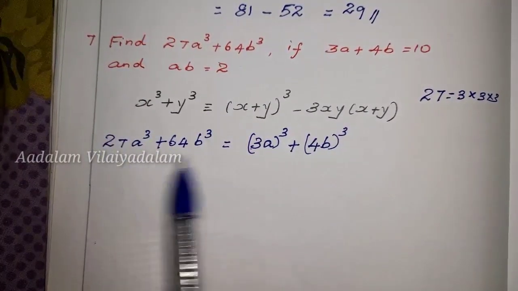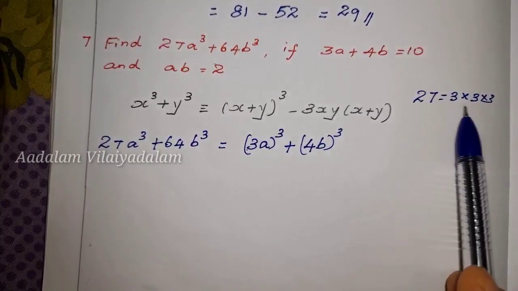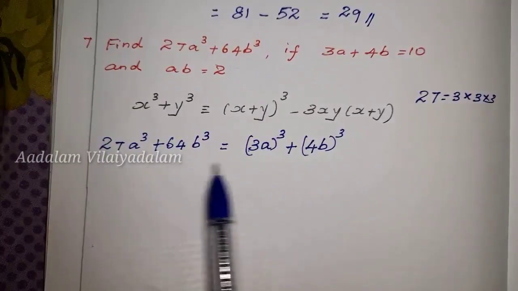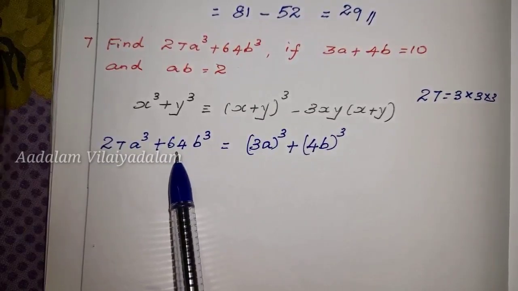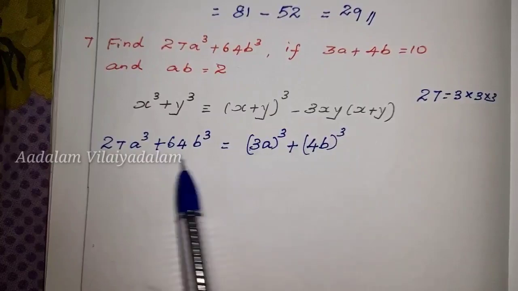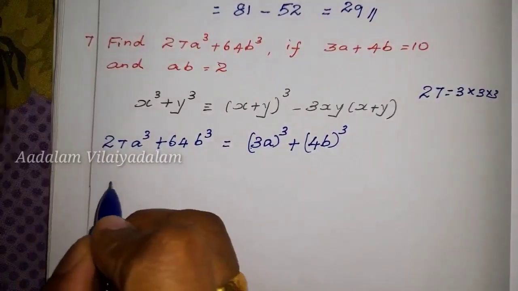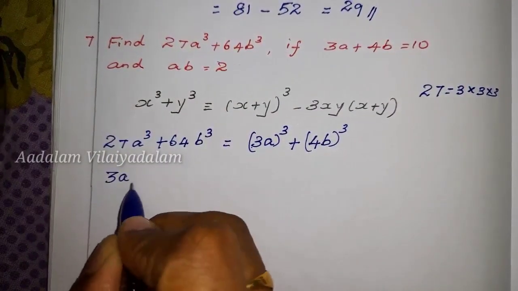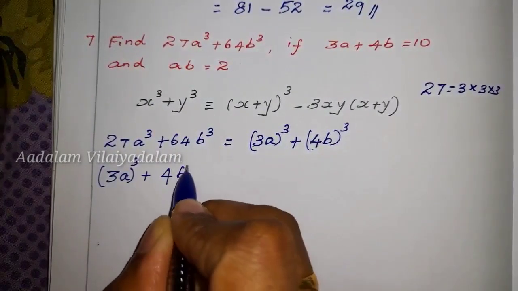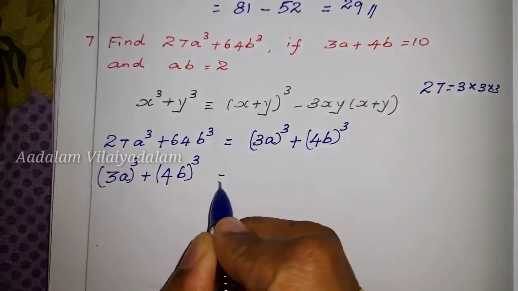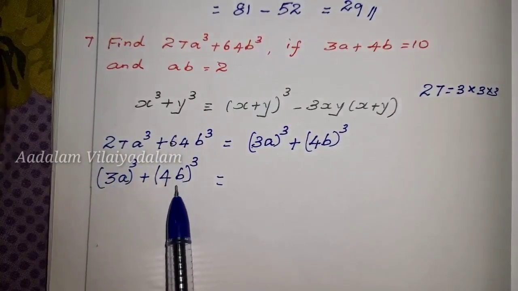So 27 equal to 3 into 3 into 3. So 3 3s are 9, 9 3s are 27. So 27 can be written as 3 cube, that is 3a the whole cube. 64 can be written as 4b the whole cube. So this is the format of x cube plus y cube. Now 3a whole cube plus 4b the whole cube. So here the x value is 3a, the y value is 4b.